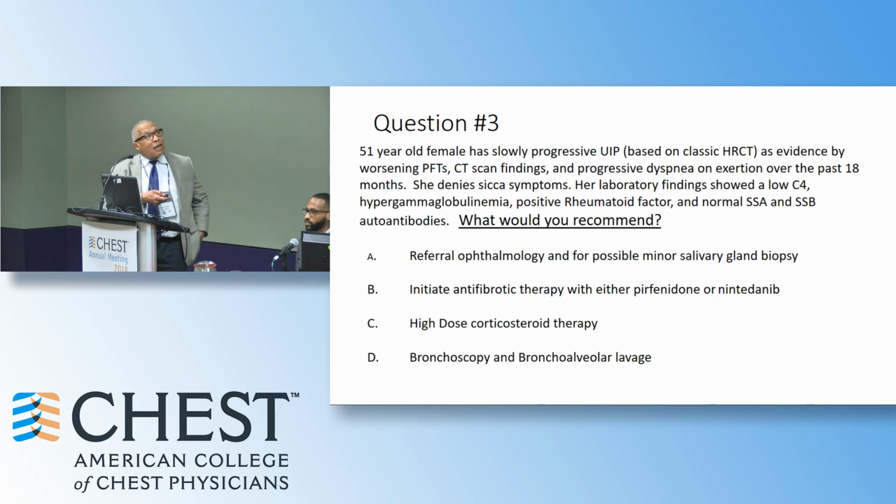So it turns out that you should have a high suspicion for Sjogren's, even with negative SSA and SSB. Less than 50% of patients with Sjogren's will have positive Sjogren's antibodies. But the clue is a low C4, hypergammaglobulinemia, and a positive rheumatoid factor. And so we try to accumulate evidence for Sjogren's based on these findings.